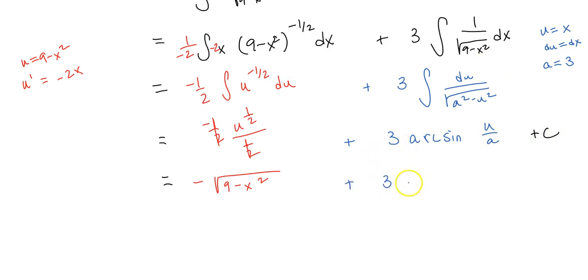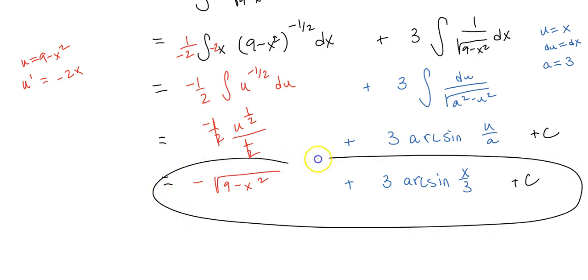So this is going to be 3 times the arc sine of x over 3, all plus c. And this would be my answer. I can't really simplify that at all. So sometimes you will end up just doing a straight up u substitution if you have the u prime in place, all the variables that you need for it. Without the x here, it turns into an arc sine.